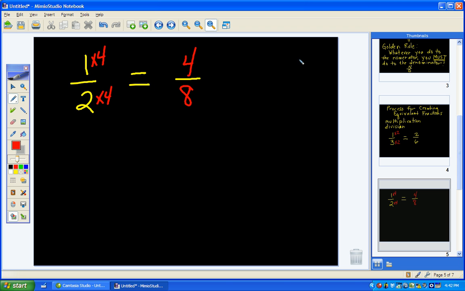And I could draw a model to show that. If I had half of a pizza and so there's 1/2 right there, but then if I took that same thing and I cut it into 8 pieces instead, you can now see why 4/8 is equal to 1/2 because now there's 4 pieces out of a total of 8.